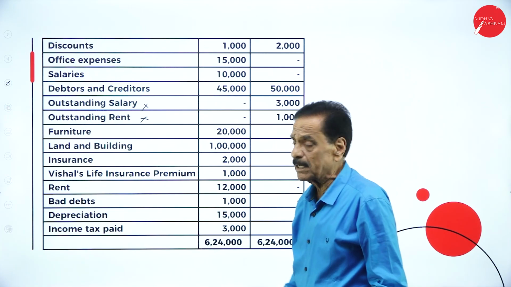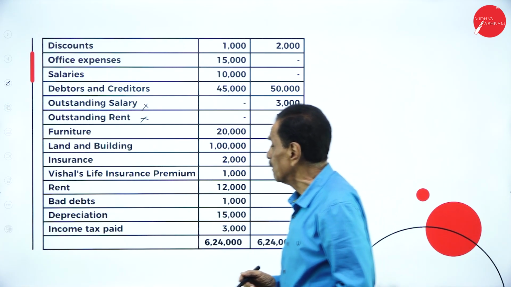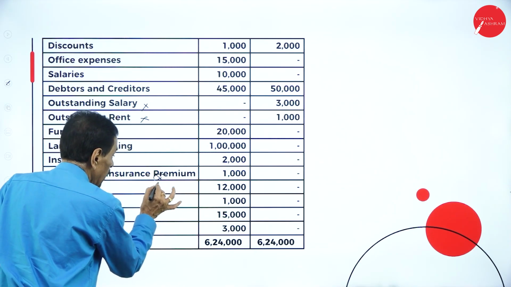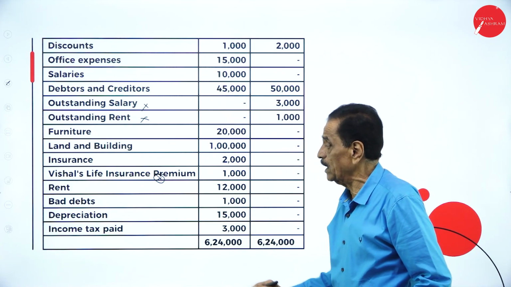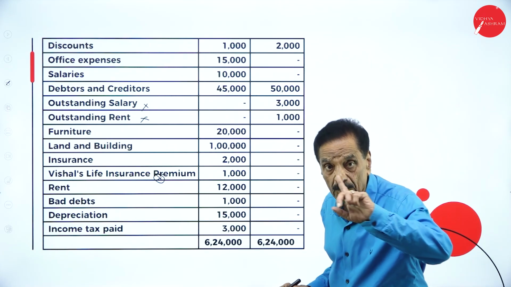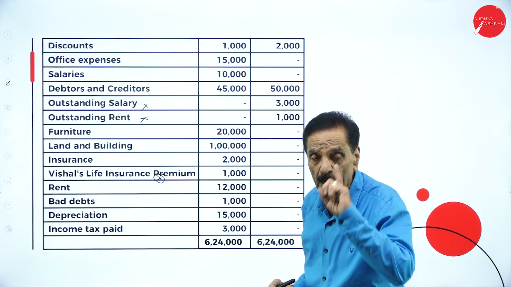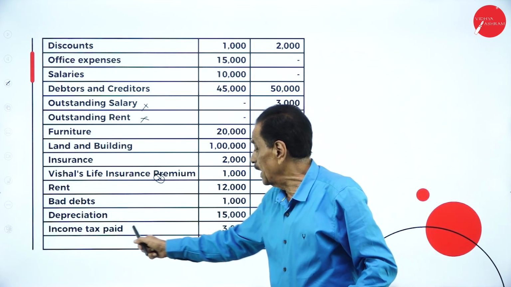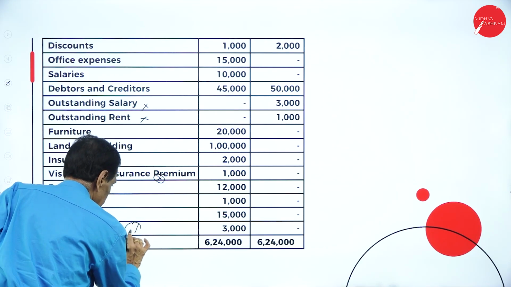Furniture is an asset, building is an asset. Insurance goes to the profit and loss account. Vishal's life insurance premium, I am going to explain. It is purely personal, I am going to explain. Rent is an expenditure, bad debt irrecoverable is a loss. Depreciation is given here, it will come only in the P&L account. Don't deduct from the asset. Income tax is purely personal, just like drawings.